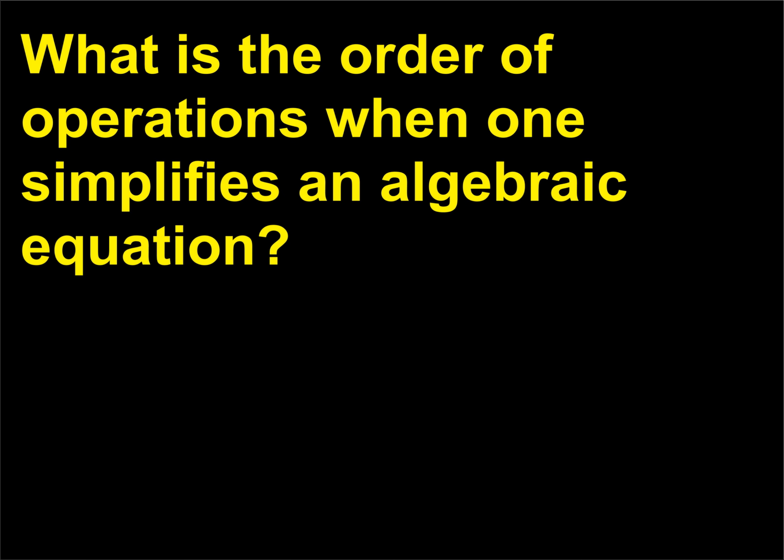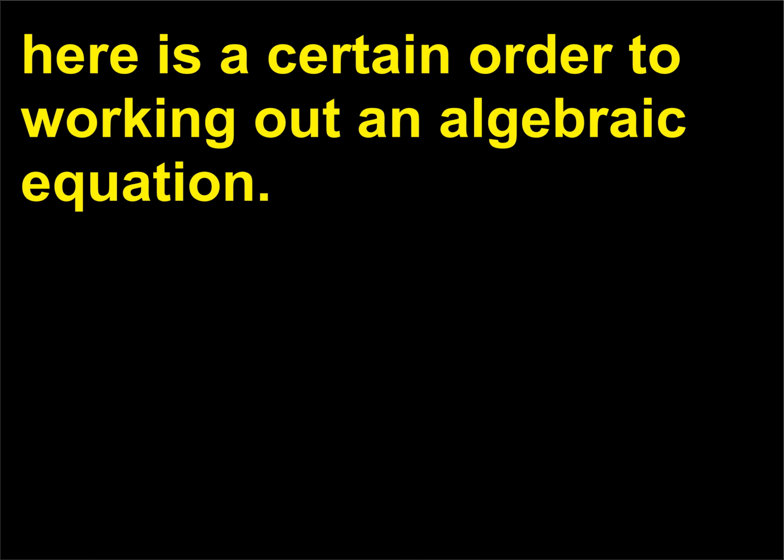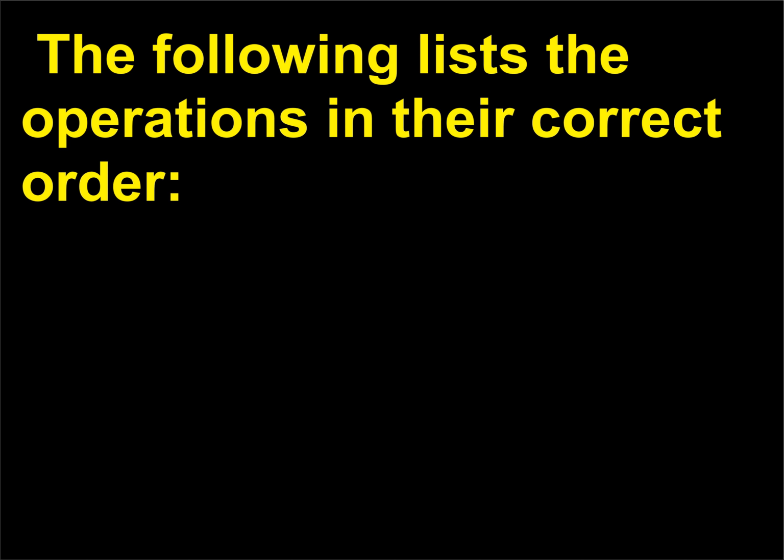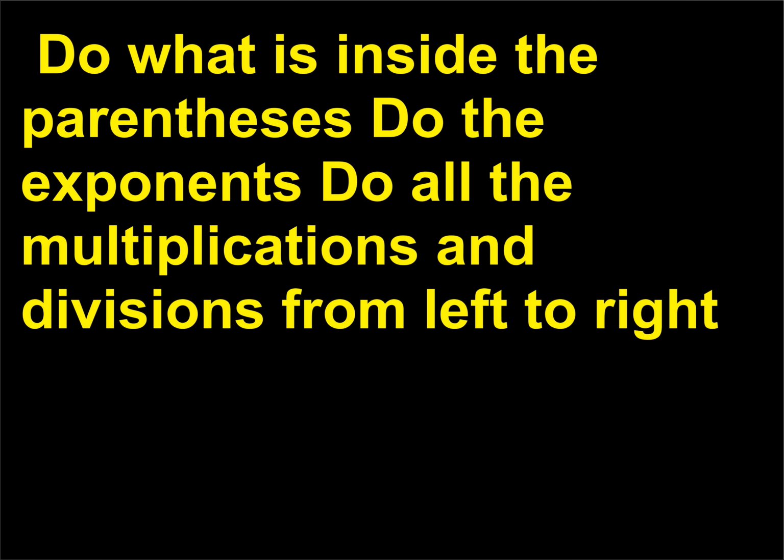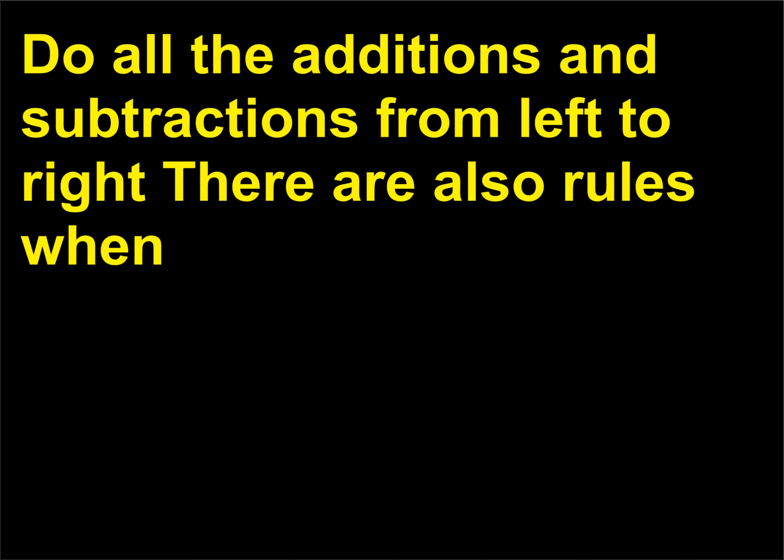What is the order of operations when one simplifies an algebraic equation? There is a certain order to working out an algebraic equation. The following lists the operations in their correct order. Do what is inside the parentheses. Do the exponents. Do all the multiplications and divisions from left to right. Do all the additions and subtractions from left to right.